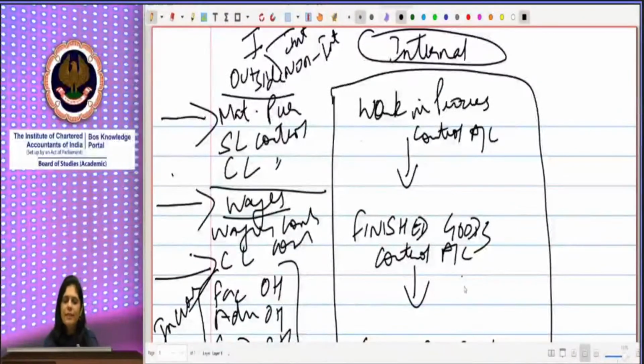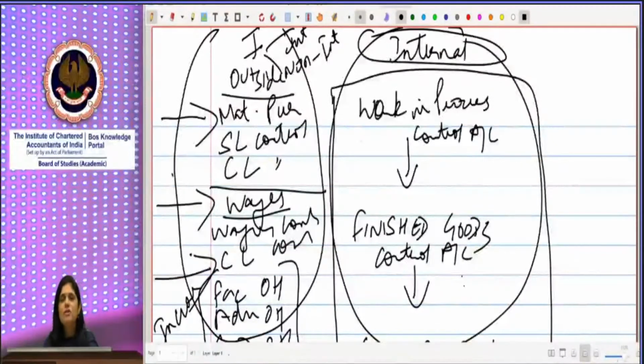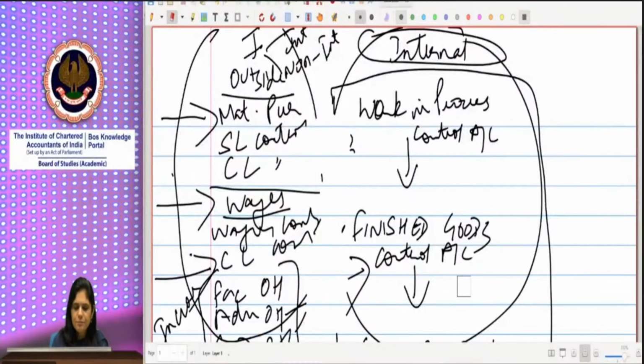So the first part will be different in integrated and non-integrated, but the internal setup has no change. Whether you follow integrated or non-integrated, it will remain the same. So material will go to production, wages will go to production, overheads will go to a different setup: factory will go to WIP, admin will go to finished goods. Let me make it more clear so that you understand.